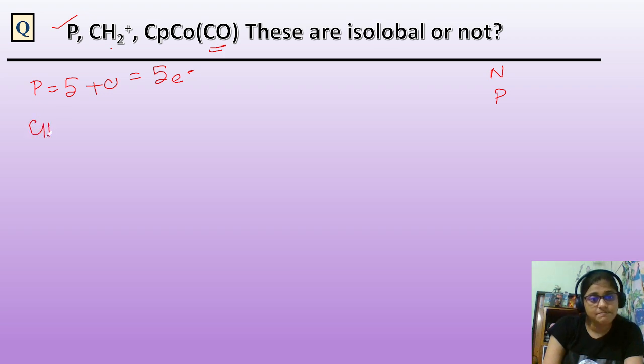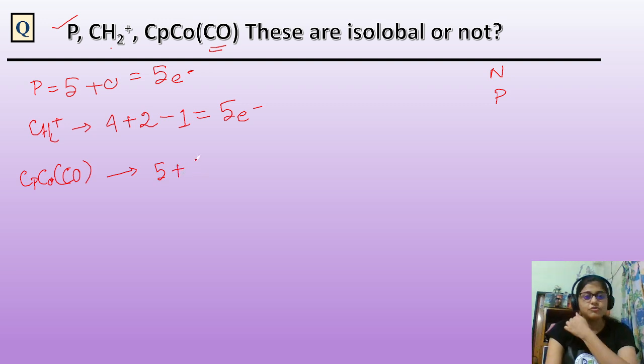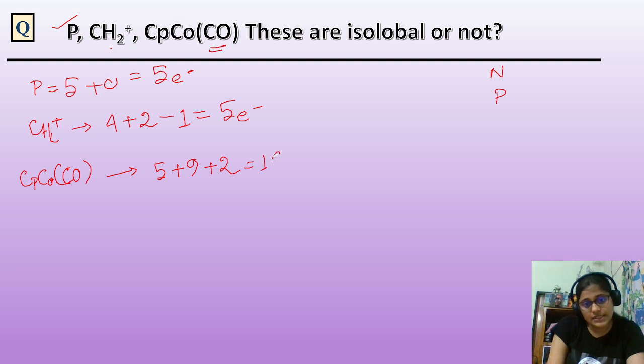CH2 plus. Okay. For C it is 4. For 2 hydrogen, 2, and for 1 positive charge, minus 1. It will be 5 electron. Fine. So see, these two have matched already. Now Cp, Co and CO. Okay. Cp means 5. Cobalt d7. We have to take 9. And CO, carbonyl, is 2. It will be 16 electron.